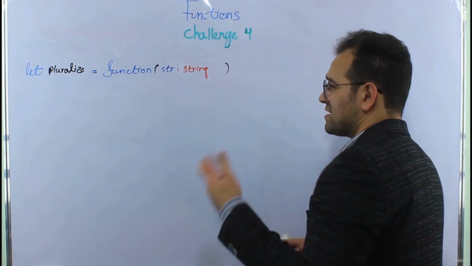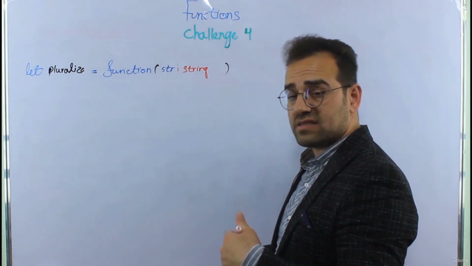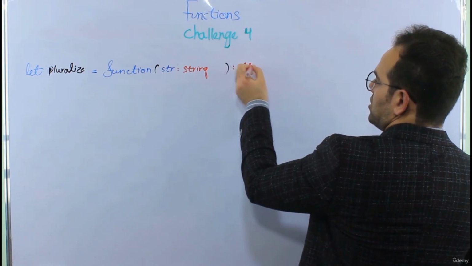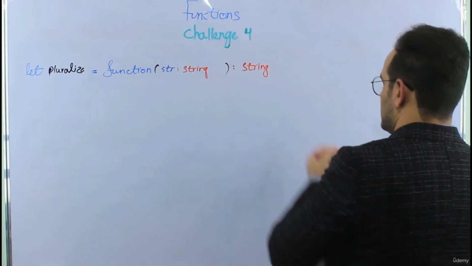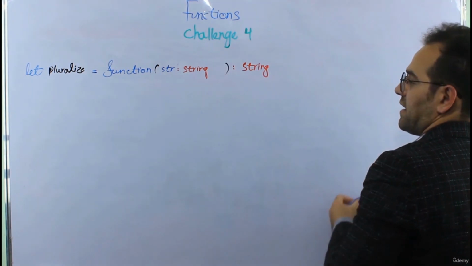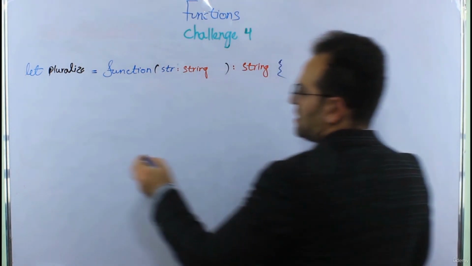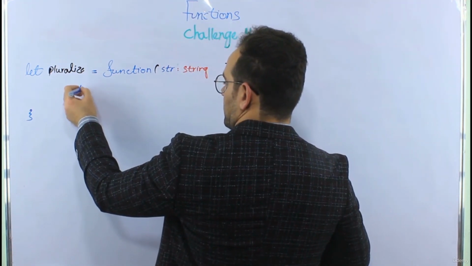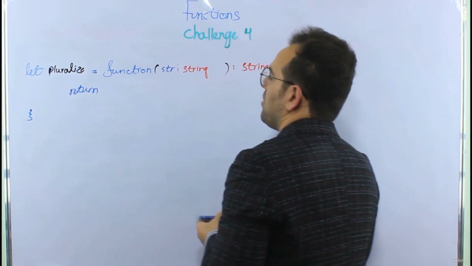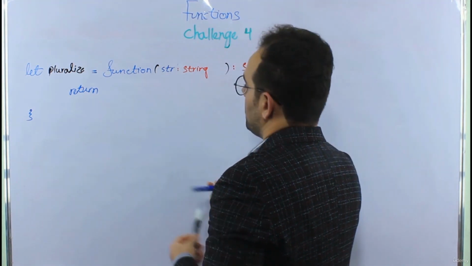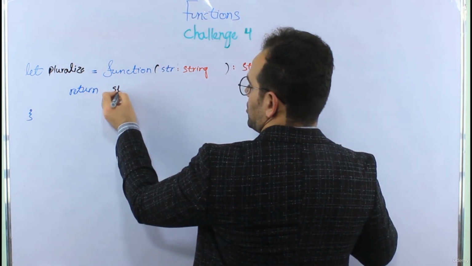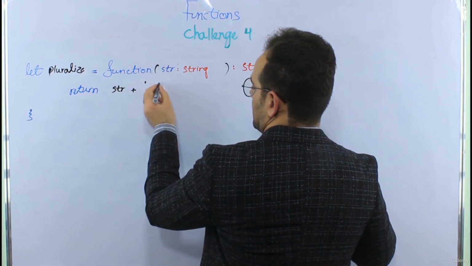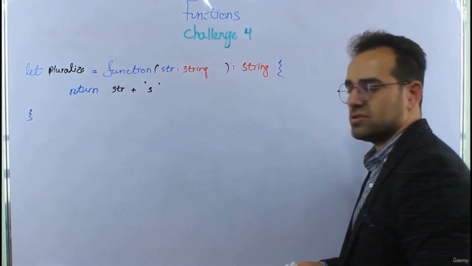And then what will this function return? It's going to return a string as well. So the function return type is a string too. Now let me just open this here and close it right here. We want to return from the function by adding str plus an S, and that's it. That is the solution to this challenge.